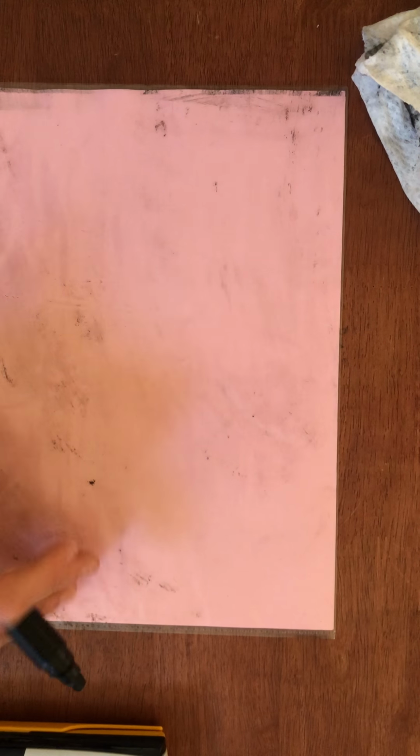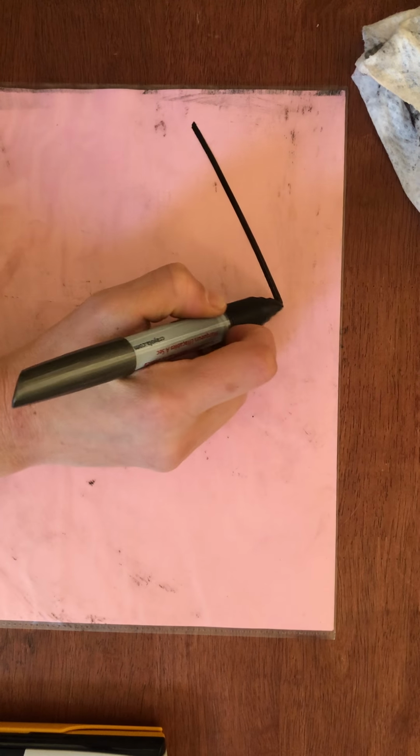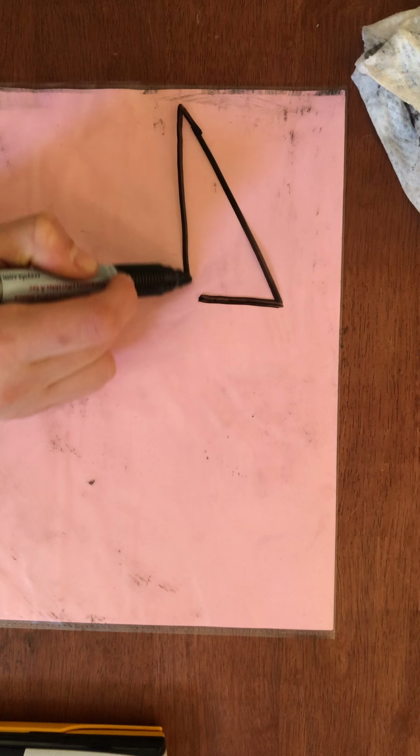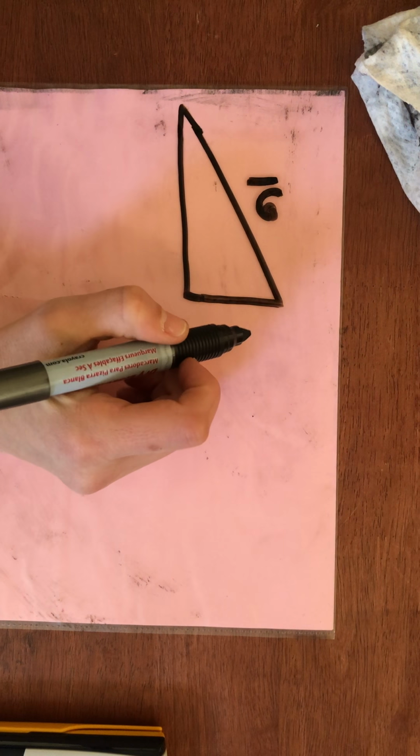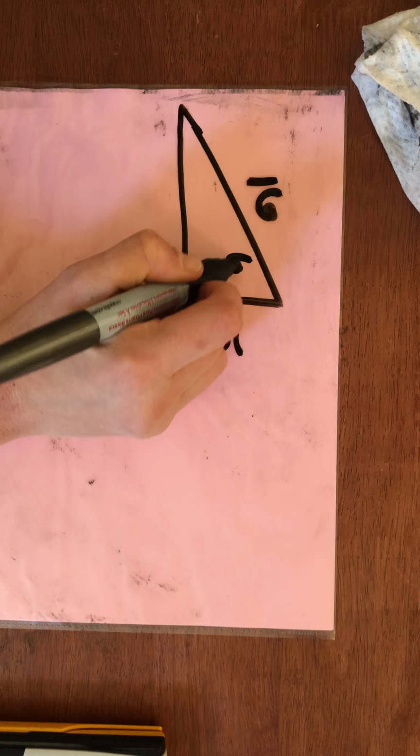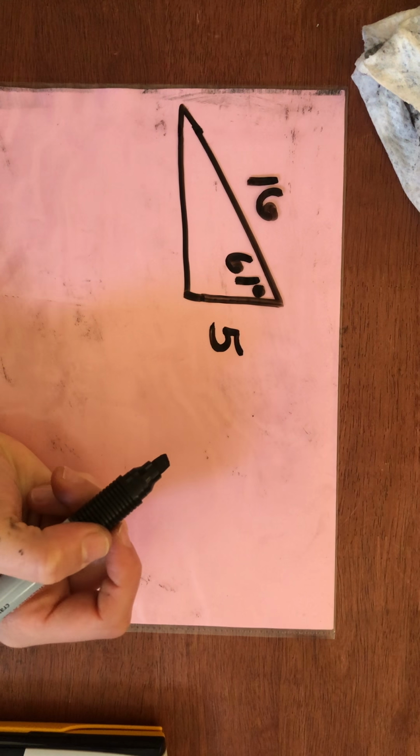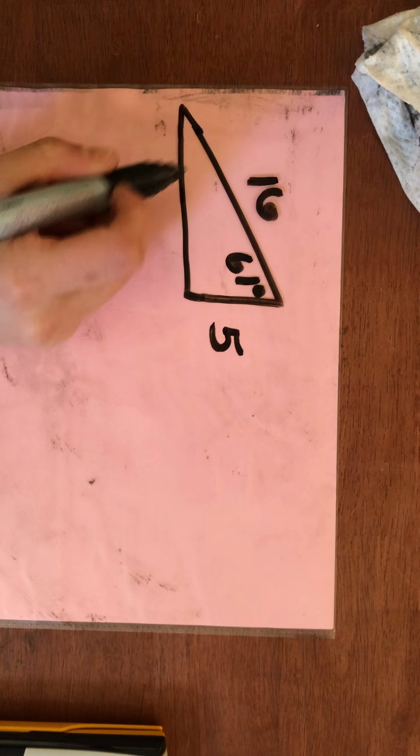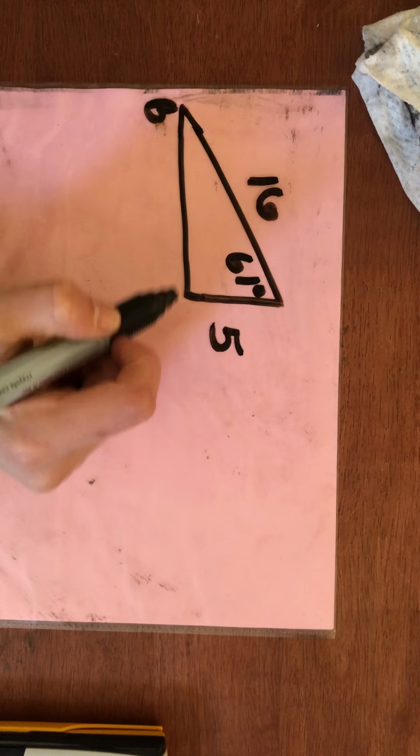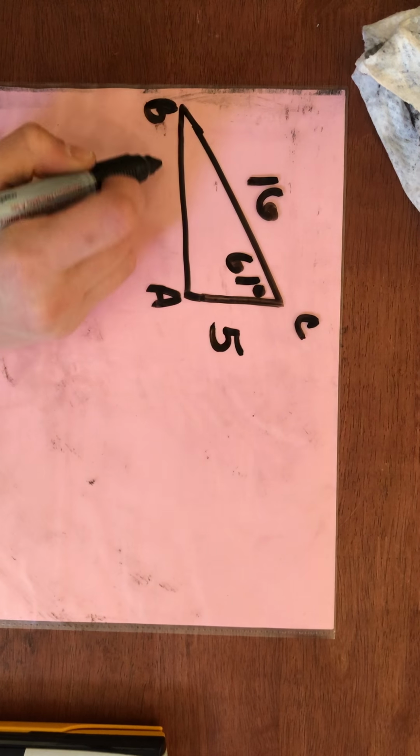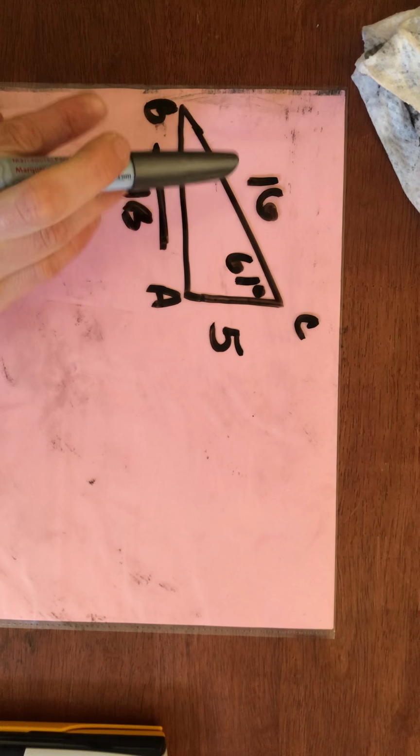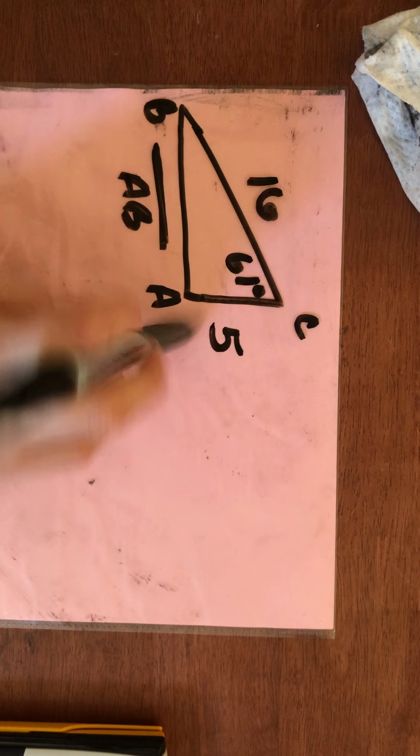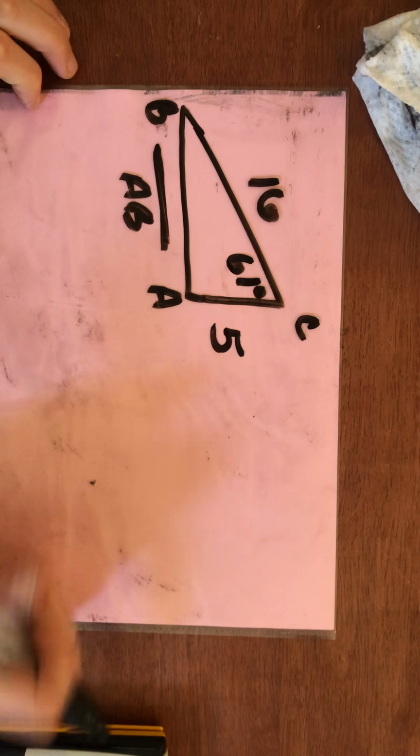All right, so let's say we have a triangle with 16, 5, 61, and we want to find this side length. So this is B, this is A, this is C, and we want to find this side length right here. We call that AB. All right, well, we have an angle with the two sides. So this is going to be law of cosines.